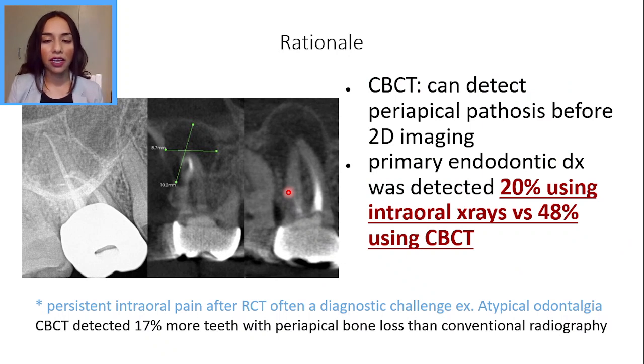All right, the rationale behind recommendations 1 and 2 is that a CBCT can actually detect periapical pathosis before a 2D image. In one of the studies that they cited, the primary endodontic diagnosis was detected in 20% of patients using intraoral x-rays versus 48% using CBCT.